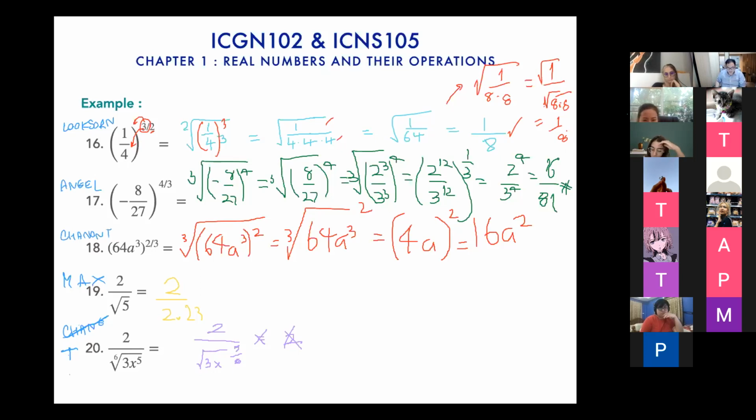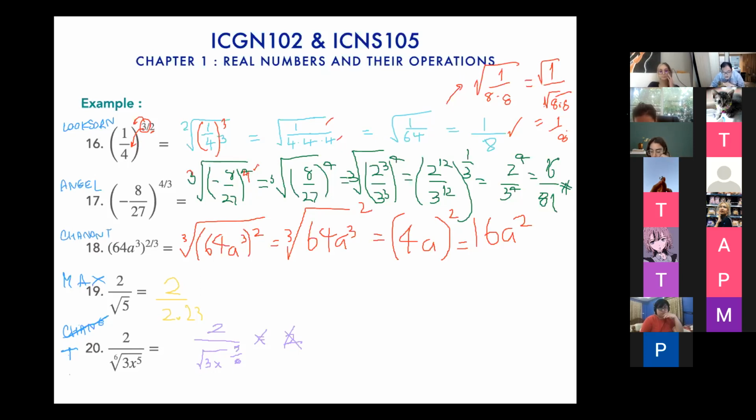The second one, from Angel. The way that she did was the same as ลูกศร did, by just changing from the exponent symbol to the radical one. So in this one she just changed this form to be the cube root of negative 8 over 27, to the power of 4. This one is correct. After that, she tried to simplify this form.